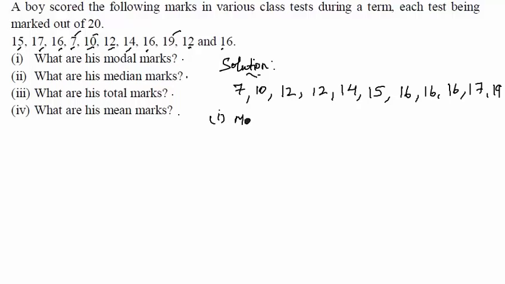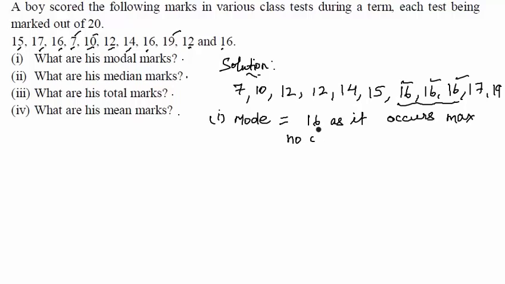So the mode is equal to, what is mode? Mode is the value which occurs the maximum number of times, the marks which occur the maximum number of times. So here we can notice 16 occurs the maximum number of times. So hence mode is equal to 16, as it occurs the maximum number of times.